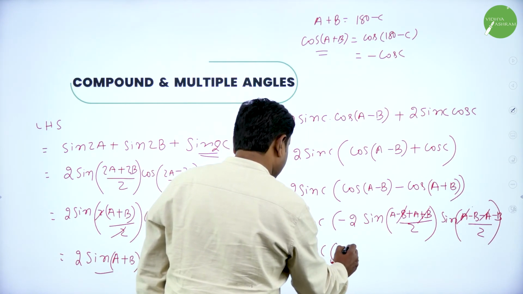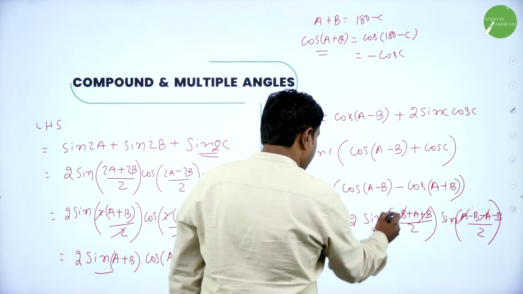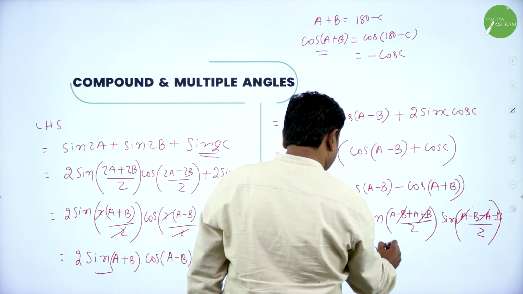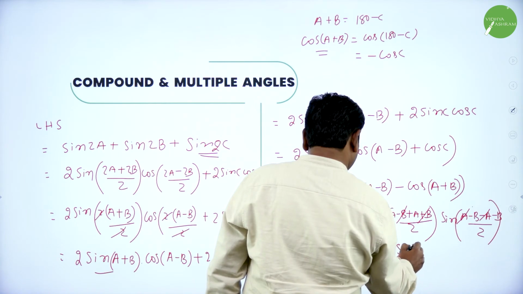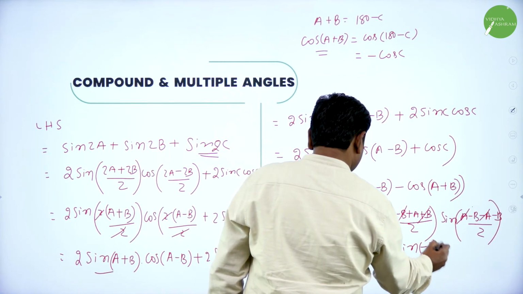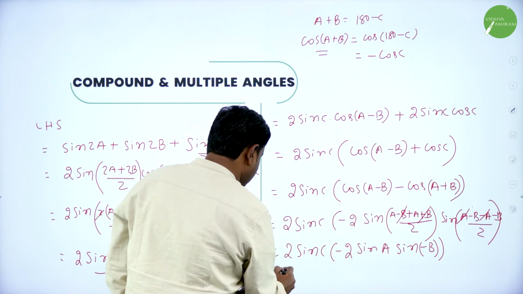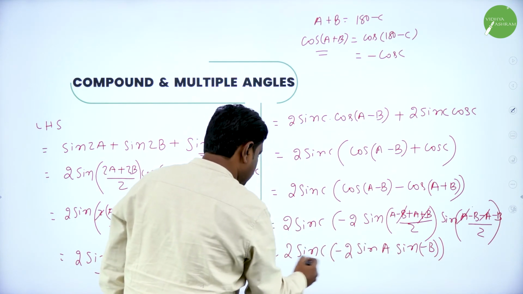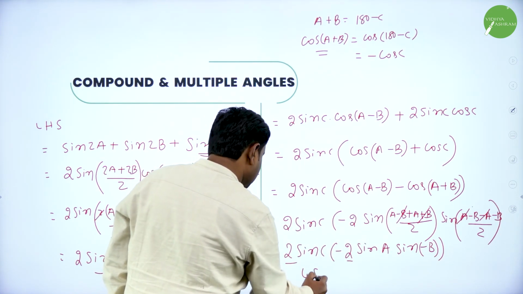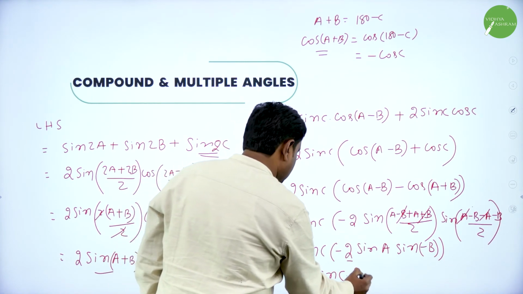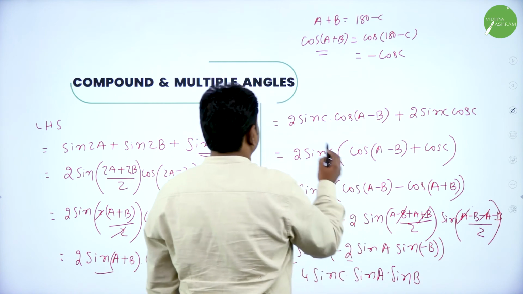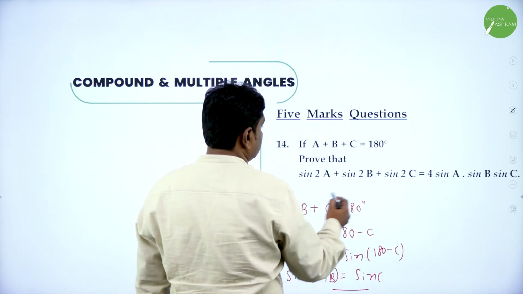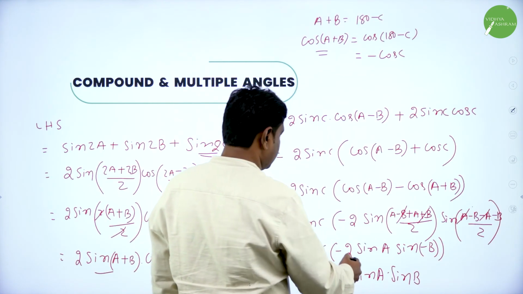So 2 sin, minus into minus, 2a by 2 is a, again minus 2b by 2 is b, sin of minus b, and sin of minus theta is minus sin theta. You take out this minus, and this minus and this minus cancel, 2 2s are 4 sin c sin a sin b you will get. So finally you got RHS. RHS is 4 sin a sin b sin c, we got it.